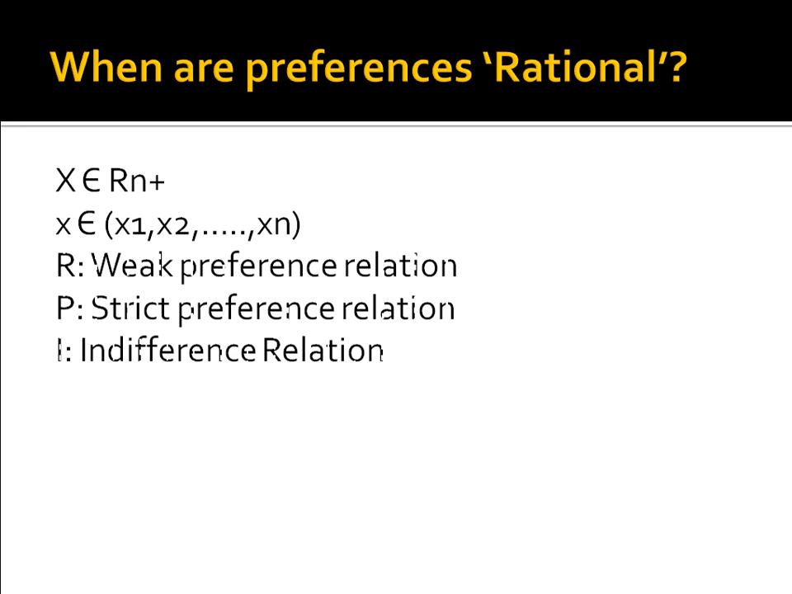Then certain notations here. R is your weak preference relation, that is, at least as good as. P is the strict preference relation, that is, strictly better than. And I is the indifference relation, that is, I am indifferent between the two commodities.